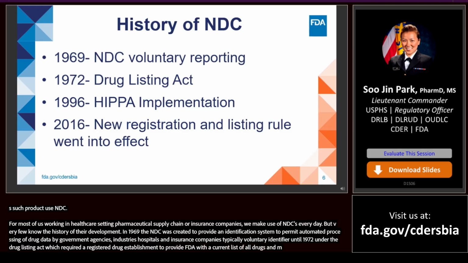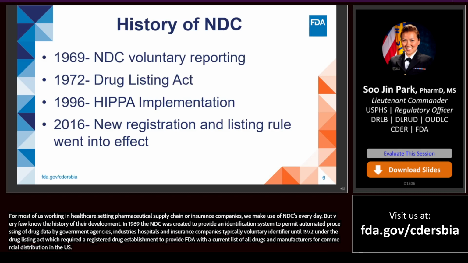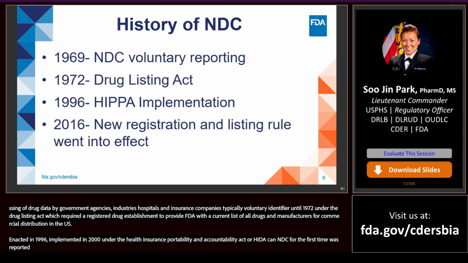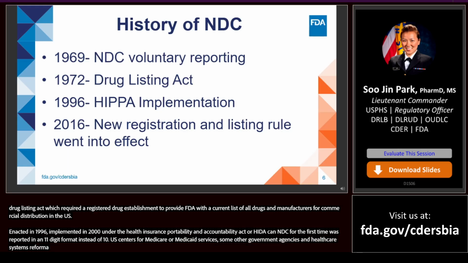Then, enacted in 1996 and implemented in 2000 under the Health Insurance Portability and Accountability Act, or HIPAA, the NDC for the first time was reported in an 11-digit format instead of 10. The U.S. Centers for Medicare and Medicaid Services, some other government agencies, and healthcare systems reformat NDCs to 11 digits under HIPAA by adding a leading zero to short segments to create a 5-4-2 format.